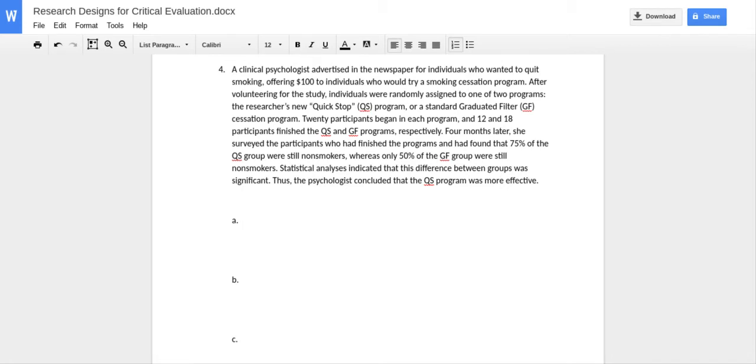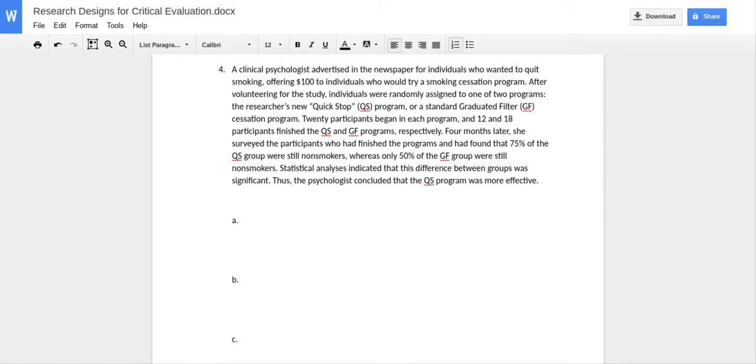Program. Cutting down partially. 20 participants began in each program, and 12 and 18 finished the QS and GF programs respectively. So they both started with 20 and 20. 12 finished in the Quick Stop, and 18 finished in the graduated filter.